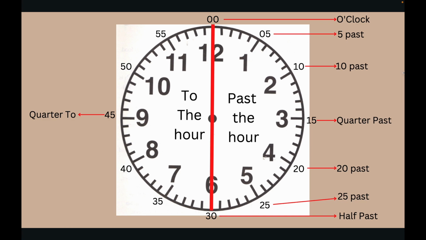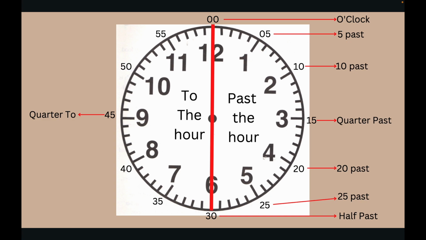So then on the right hand side, past the hour will go round 5 past, 10 past, quarter past, 20 past, 25 past, and half past. These indicate the minutes. So where you'd normally read a clock like 1:05, 1:10, 1:15, 1:20, 1:25, 1:30, we class it as 5 past, 10 past, quarter past, 20 past, 25 past, and half past.